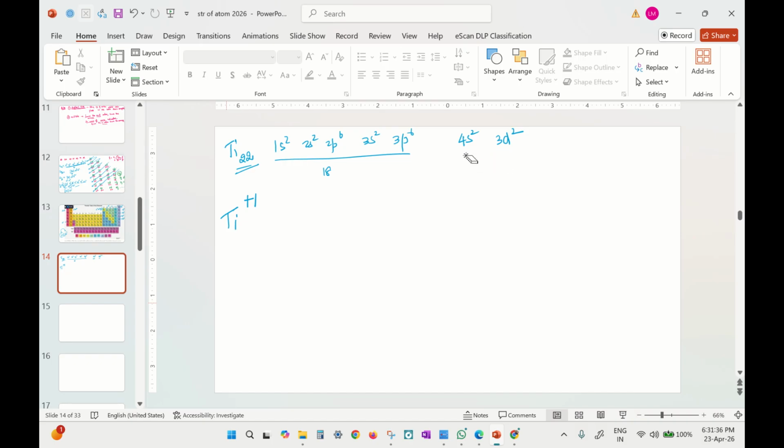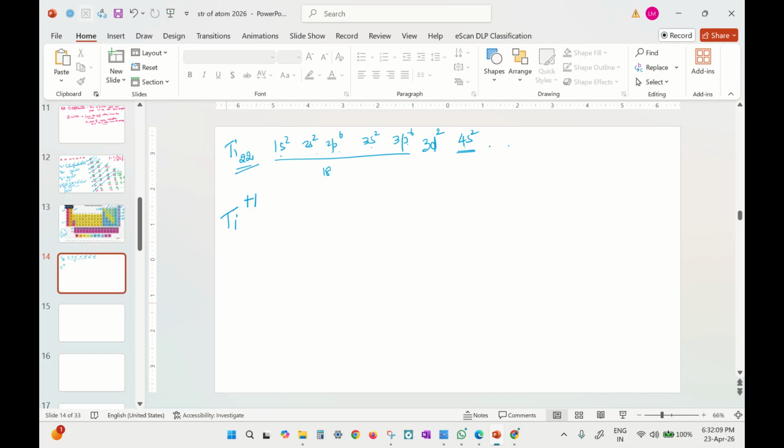Normally, how do we write it? 1s2, 2s2, 2p6, 3s2, 3p6, 4s2, 3d2. But actually, you should know that the 3d is part of the third shell. Whether you write it this way or that way, nobody will consider it wrong, because 4s is the one which receives the electron first, then 3d. But if you want to put the third shell's components together, nothing wrong.